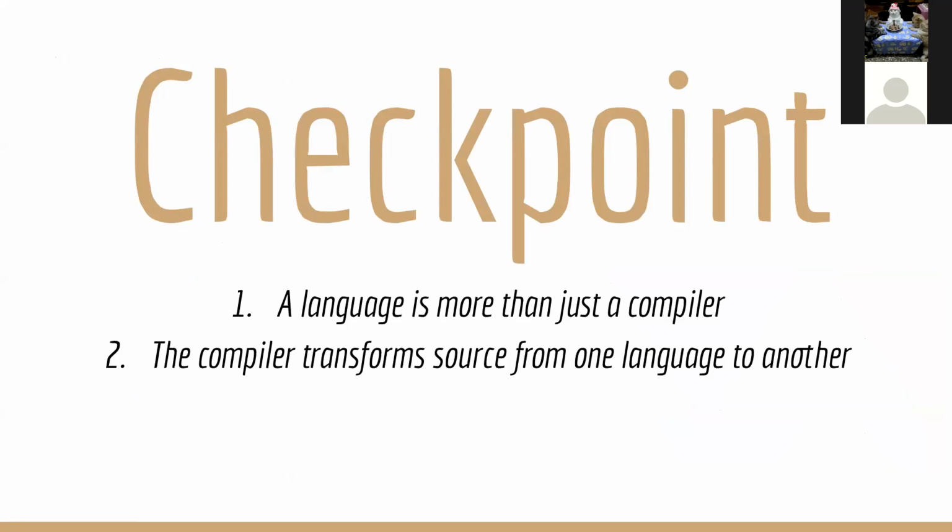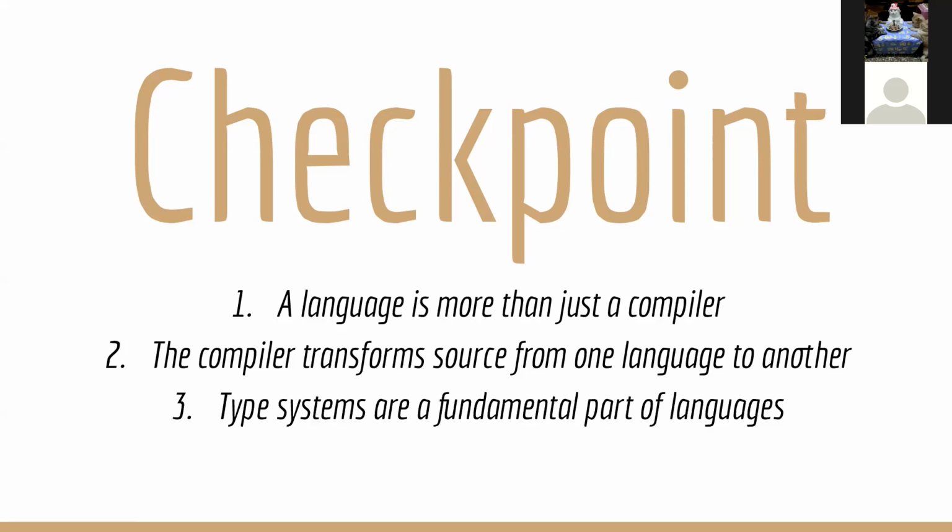Okay, the compiler transforms source from one language to another, right? So we went through the different steps: you have the lexer, then the parser, then the analyzer, and then an interpreter or compiler. But fundamentally, the job is to bring in all that information, do some validation work, and turn it into another language at the end of the day. And that repeats until eventually you get to machine code, maybe four or five levels down the line. Finally, type systems are a fundamental part.